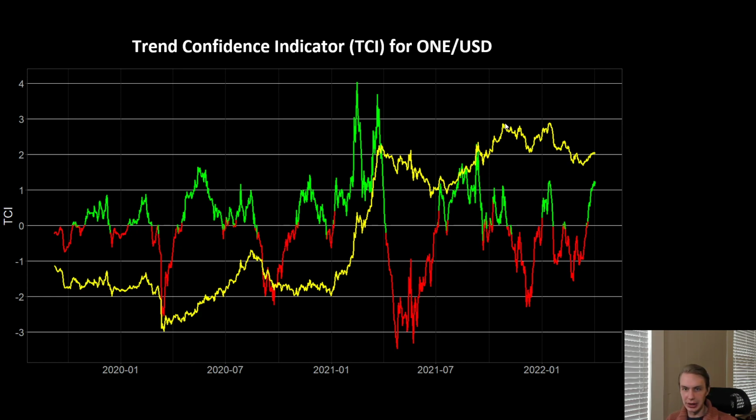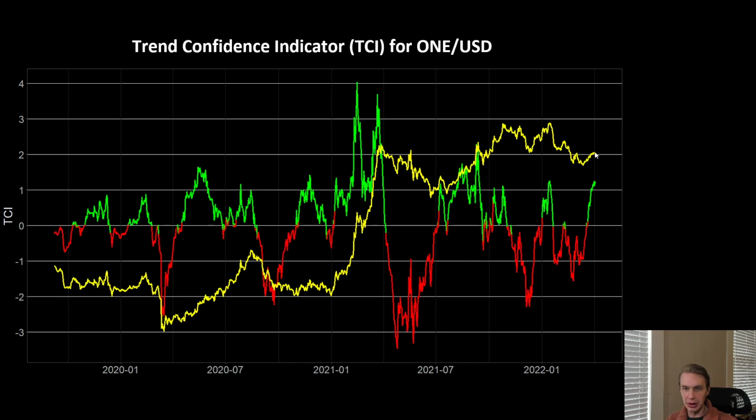Another way of saying that is that if you are reading this as a downtrend, there's not a lot of reason to be thinking that it is a downtrend anymore, because it's flipped green. So this is something that I'm going to be watching as we go forward: can the TCI stay above 0 for ONE? If that's the case, then I think we can maintain confidence that this is a bullish positioning for the asset, and that it's not likely to be a downtrend.